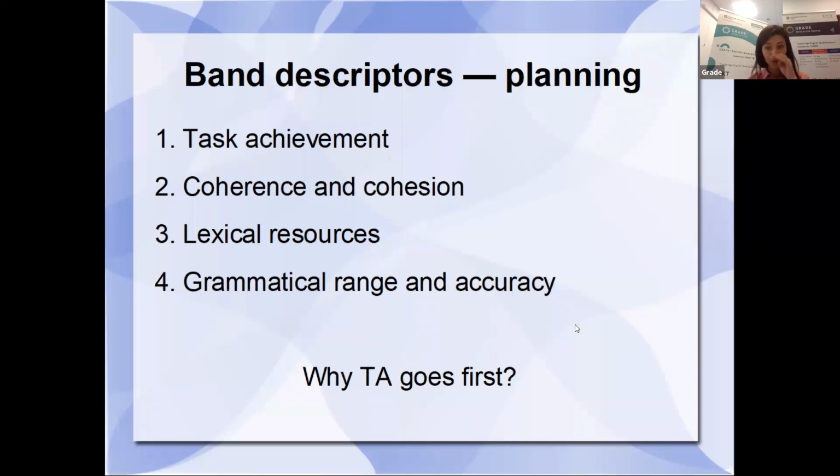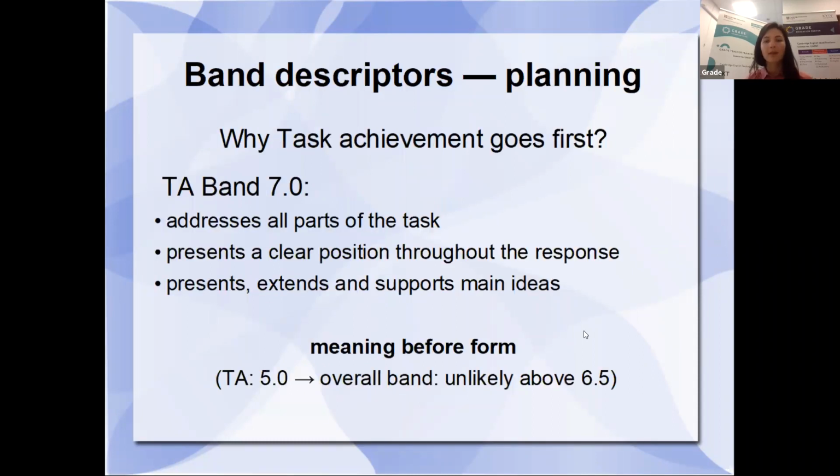Right. So when we talk about task achievement, here I put some description of task achievement for band 7. It says that your essay addresses all parts of the task. Addresses means answers all questions, all parts of the task. It presents a clear position, your opinion, clear throughout the response, and presents, extends, and supports main ideas. What is important about task achievement is that meaning goes before the form, just as in any classroom or in life generally. First we have meaning and then we put it into the form. So task achievement is meaning.